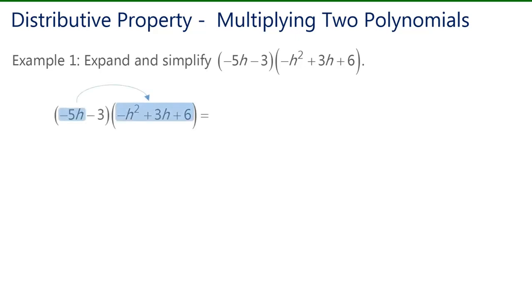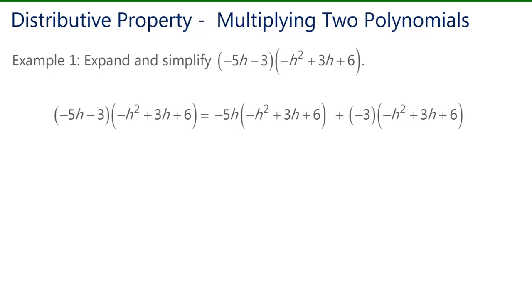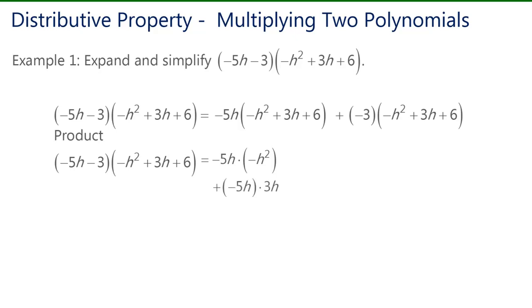We distribute the negative 5h to the trinomial, plus a negative 3 times the trinomial. So our product will be given by negative 5h times negative h squared plus negative 5h times 3h plus negative 5h times 6. That takes care of negative 5h times the trinomial.